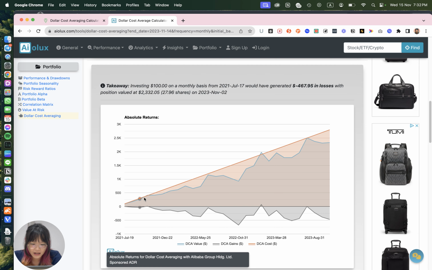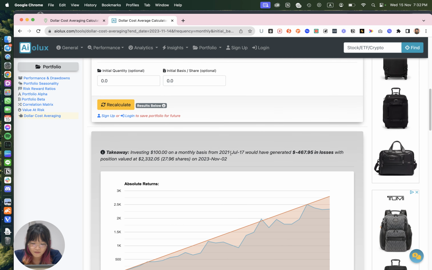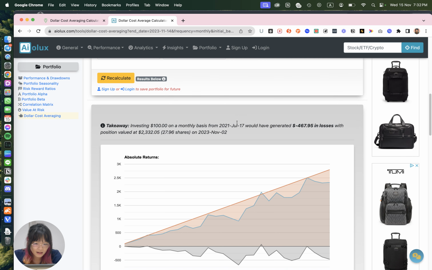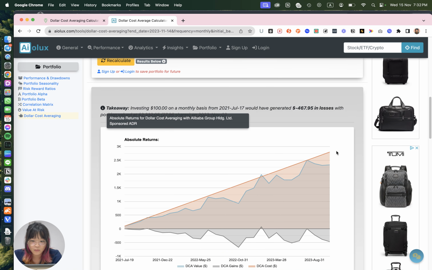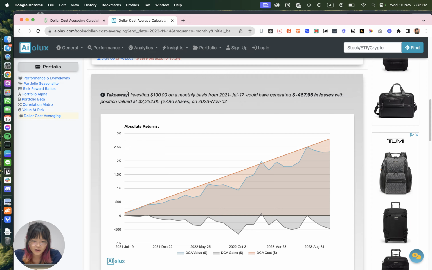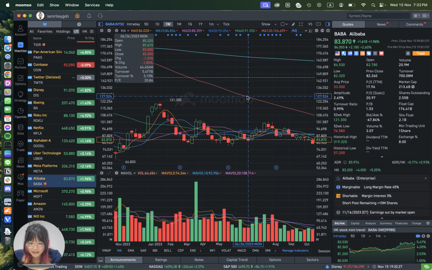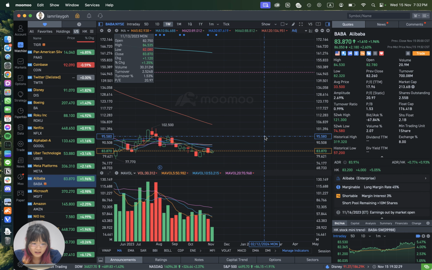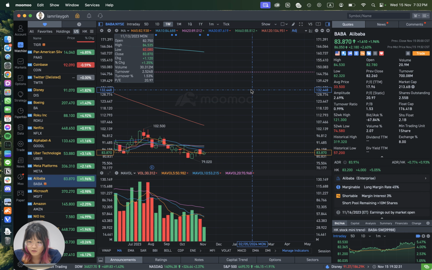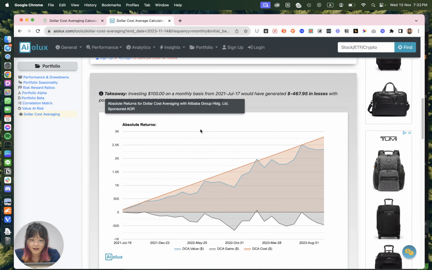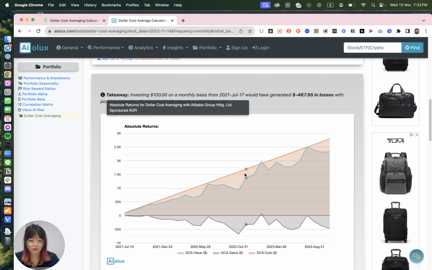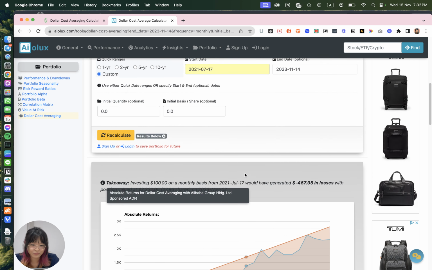If I were to do $100 every single month from the day I started learning about investing, I would be at a loss of negative $467 or $68. Of course, I bought a couple of them as I see here, and if I were to look at my portfolio, could I have lost less potentially? And if the market was good, I could have made a lot more.